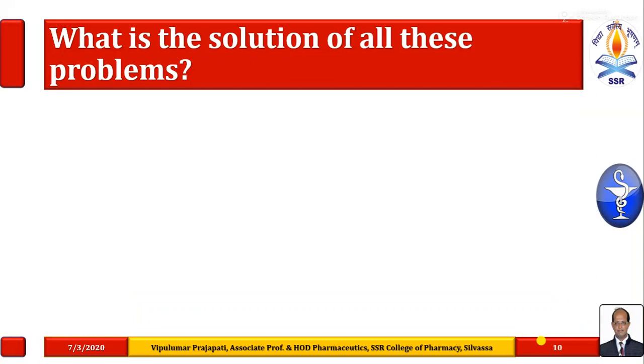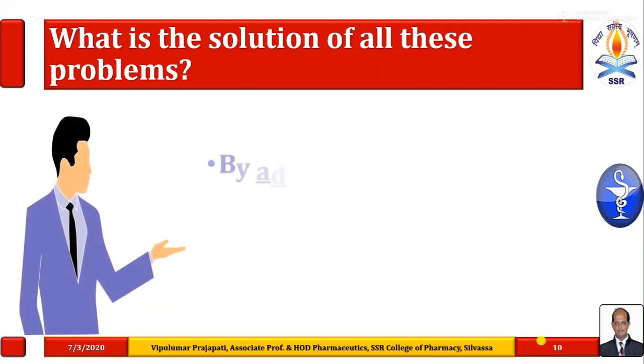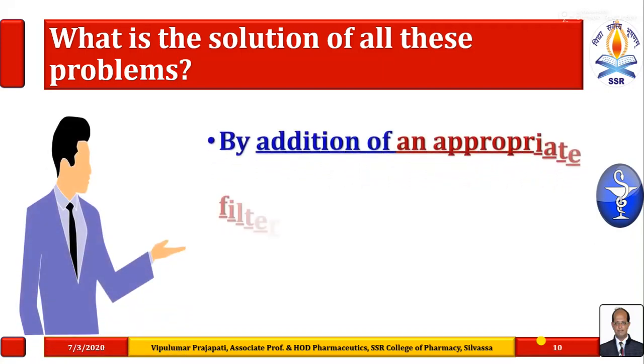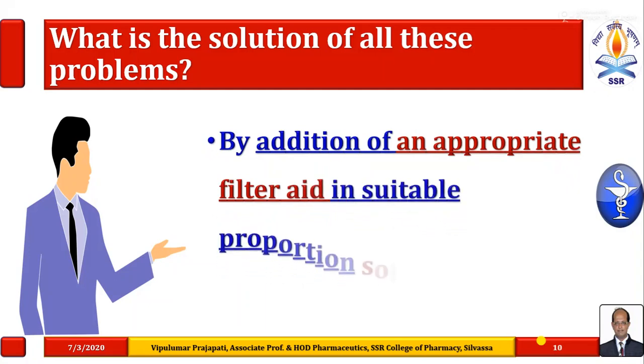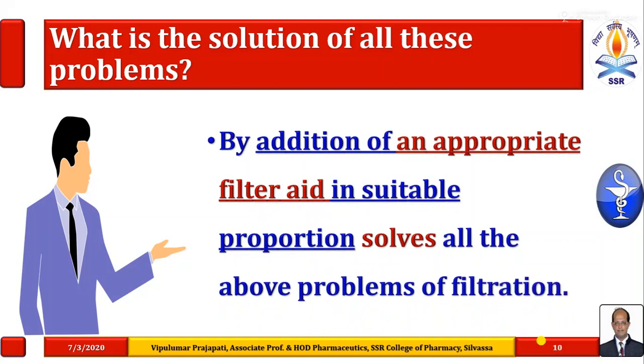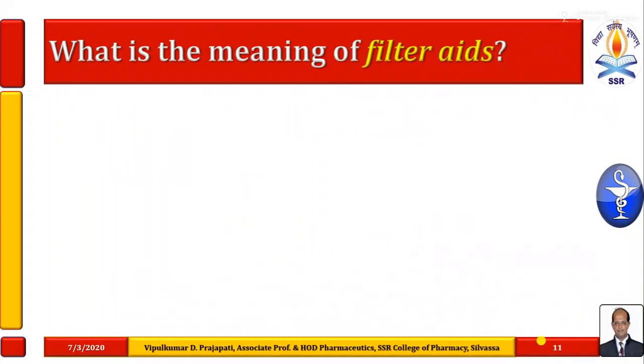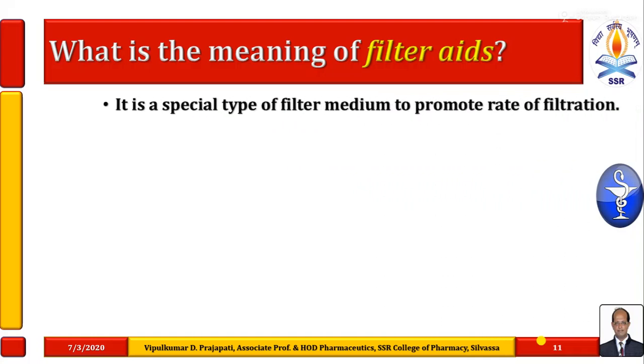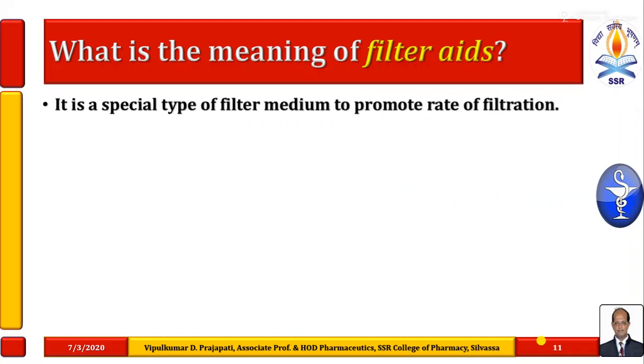What is the actual solution of all these three types of problems? The solution of these problems is that addition of an appropriate filter aid in suitable proportion solves all above problems of filtration. Now the question in your mind once again, what is the meaning of filter aids? It is a special type of filter medium to promote the overall rate of filtration.